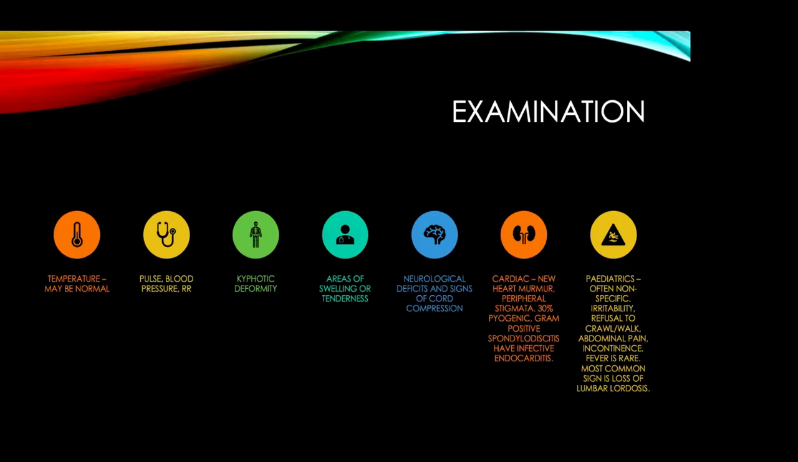And then we're looking at things that could be a red flag, which would be things like a new heart murmur, peripheral stigmata of bacterial endocarditis, such as Janeway lesions. And 30% of people with a pyogenic gram-positive spondylodiscitis have infective endocarditis. So in these patients, I would consider an echocardiogram.